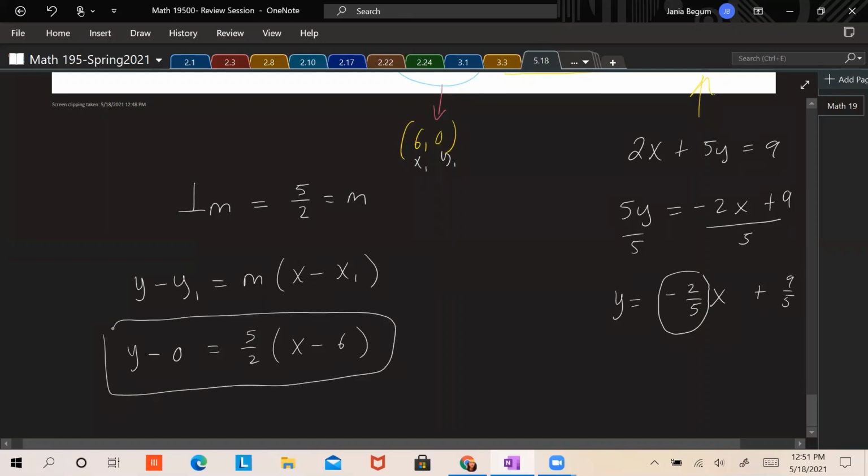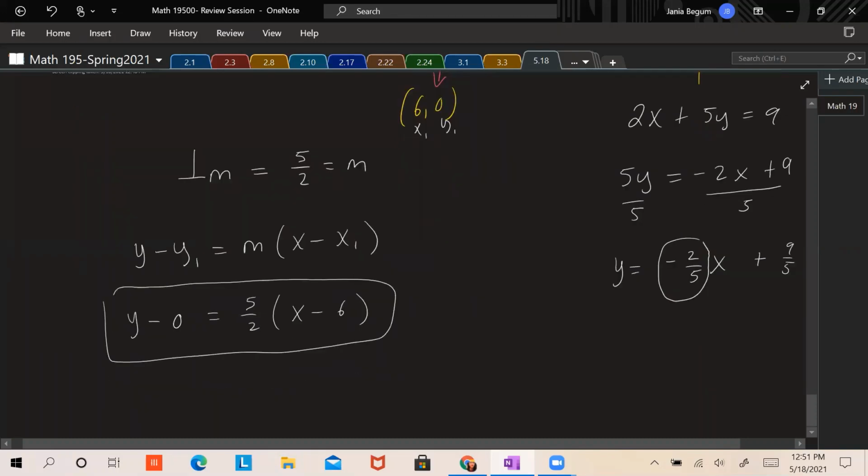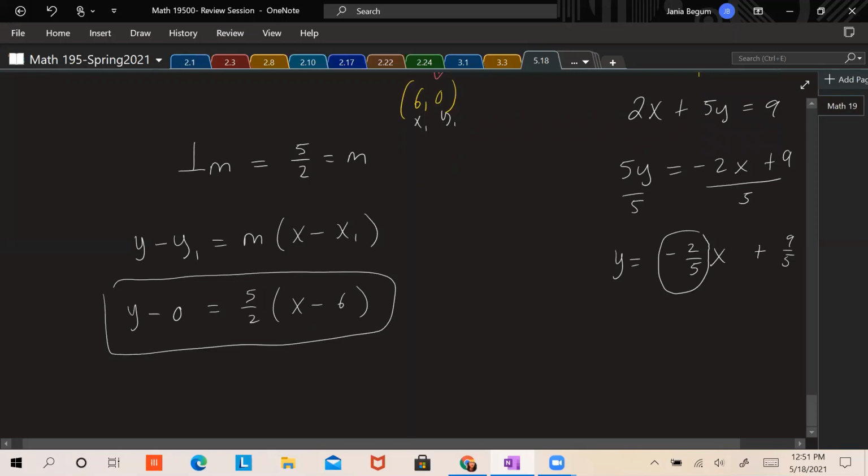Now, if you want to write this in the other two forms we had, which was the slope-intercept form and the standard form. For the slope-intercept form, it's really easy because now you just have to get rid of that 0 and distribute 5 over 2 on the right side. So we have y is equal to 5 over 2 x minus, and then when I distribute 5 over 2 to negative 6, I can cancel out a factor of 2, so I have 15. So that will be the line in slope-intercept form.